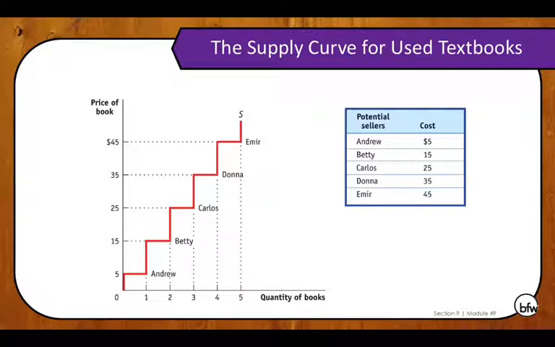So we can see Andrew has a cost of $5 to produce the book. It costs Betty $15 to produce the book. It costs Carlos $25 to produce the book. Donna produces it for $35. And Amir, it costs him $45 to produce the book.